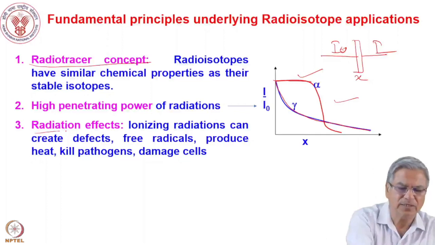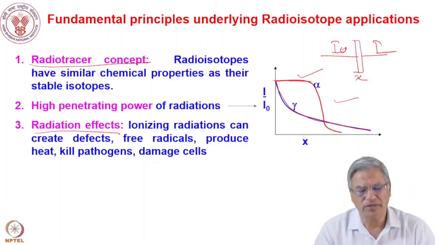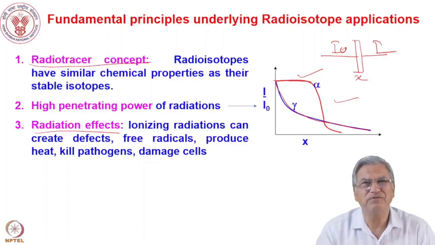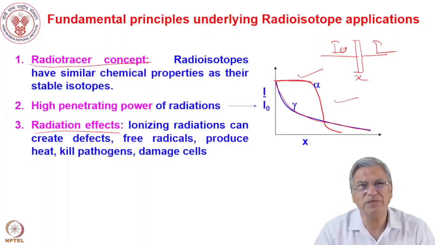And the third is the effects of radiation. Now, ionizing radiation can create defects. They can generate free radicals. They can produce heat. They can even kill pathogens and they can damage the cells. And these properties of these radiations find them very useful in medicine, for example, in the therapy of cancer, and also in modifying materials by polymerization, or you can create defects in materials like diamonds. You can create different colors in diamonds and add to their value.